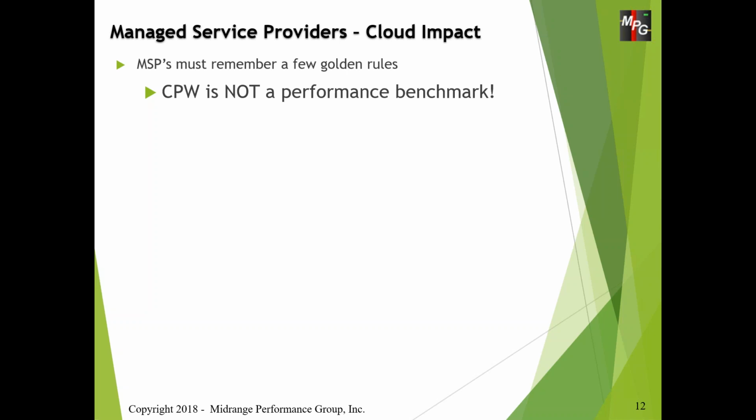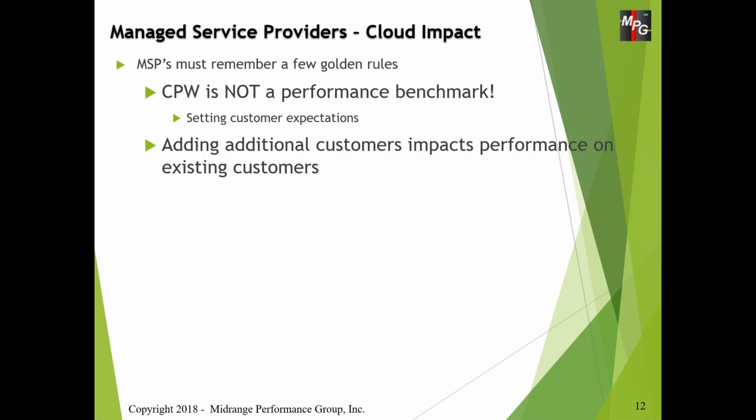What I'm finding is that CPW is not a performance benchmark, right? When my old company Boise Cascade says, we've got all these boxes and we're given a CPW, you're getting 50,000 CPW, that doesn't equal performance, right? So we need to set our customer expectations. When you're adding additional customers, that impacts performance to the existing customers, and we can get into those details offline. But there are a lot of things, right? As you're adding LPARs, think about cores and how the CPW is affected.